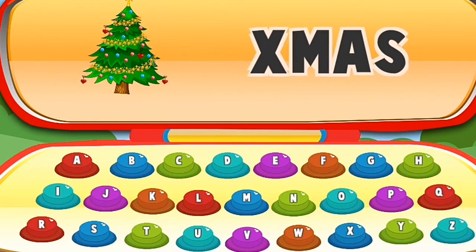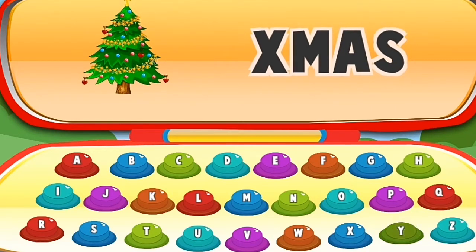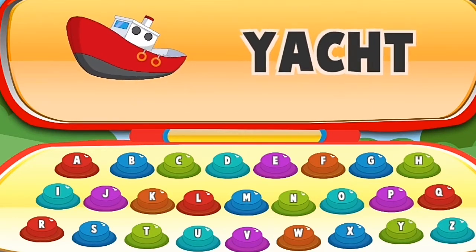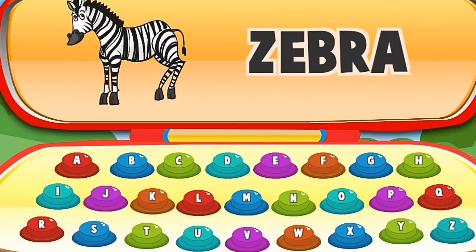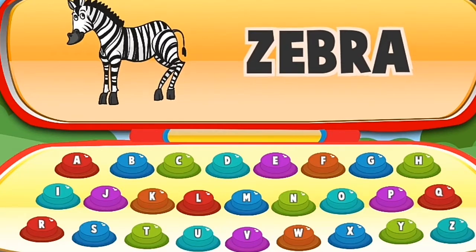X for Christmas, X-M-A-S, Christmas. Y for yacht. Y-A-C-H-T, yacht. Z for zebra. Z-A-B-R-A, zebra. Whoa, we completed ABC.